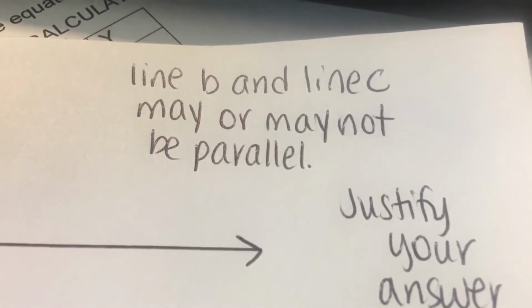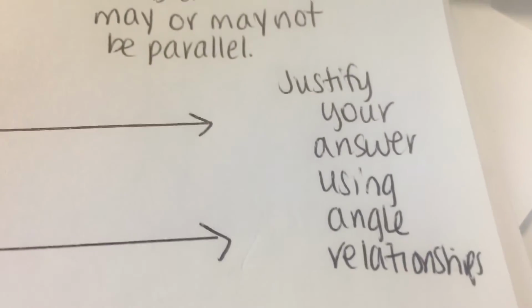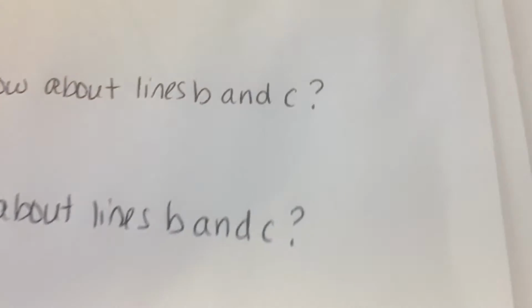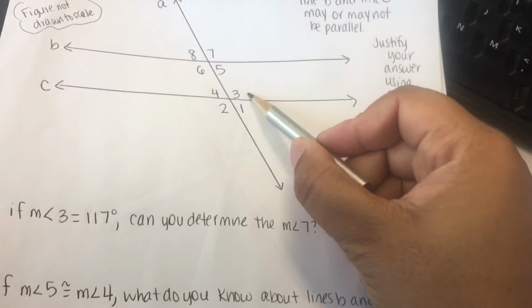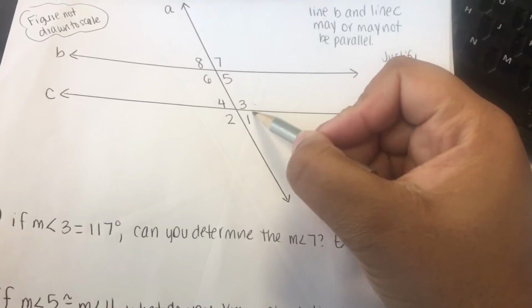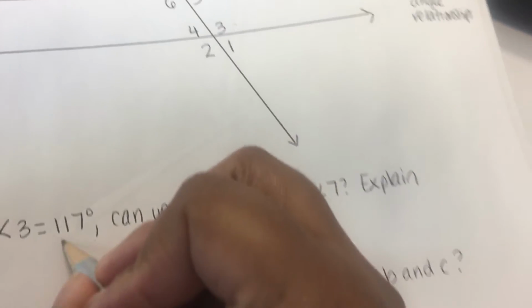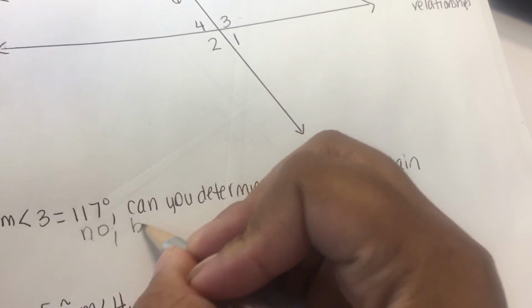It says lines B and C may or may not be parallel. Justify your answer using angle relationships. Justify your answer means explain your answer, which means that for all of these, even though it might not have said explain, you still have to explain. Let's take a look at the first one. It says the measure of angle 3 is equal to 117. Can you determine 7? Most of you on the test said yes, because they're corresponding. The real answer is no.